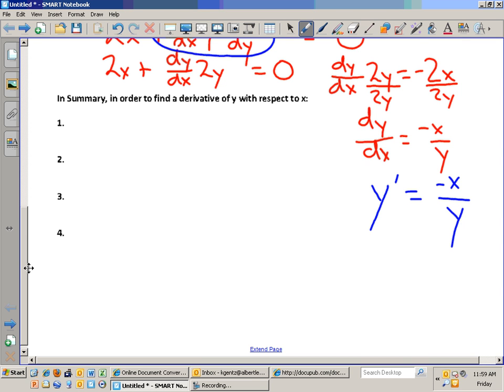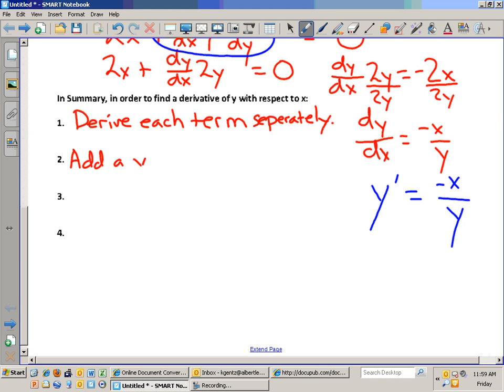So there's really four basic steps that you'll use for implicit differentiation. I just have four basic examples on the back side. They're going to go really quick. The first thing that you do is you derive each term separately. Second step, make sure that you add a y prime every time you derive a term with y.